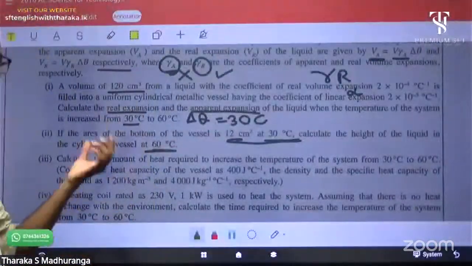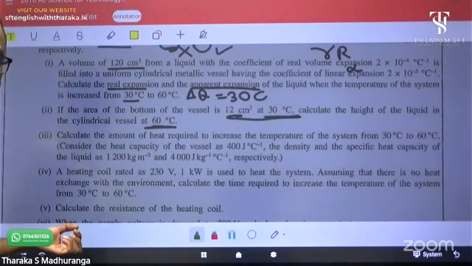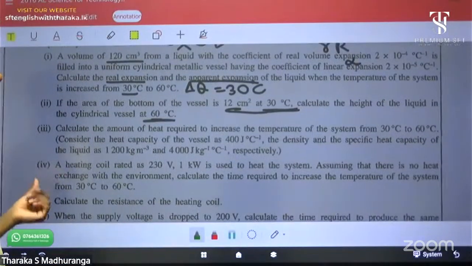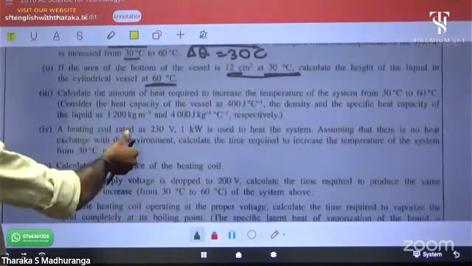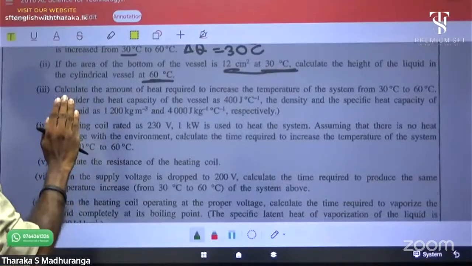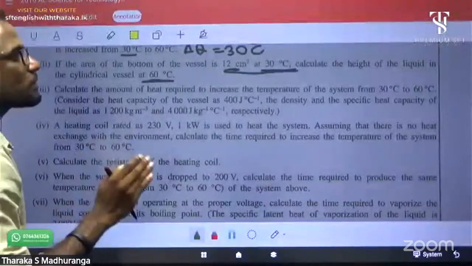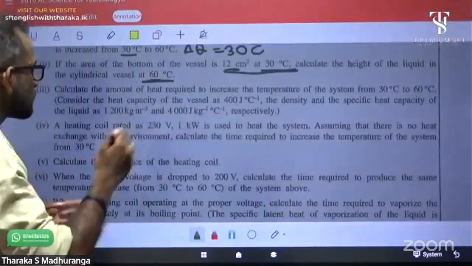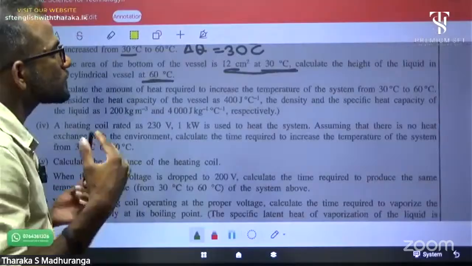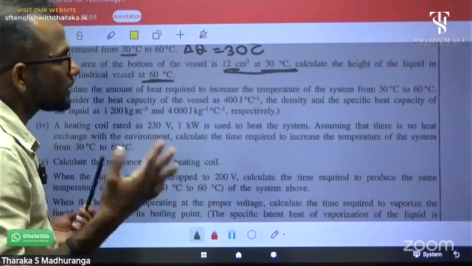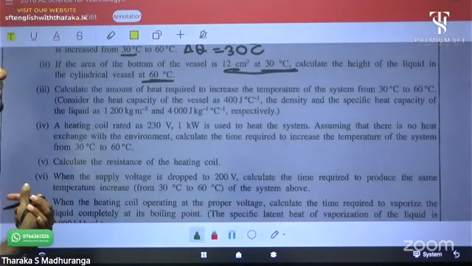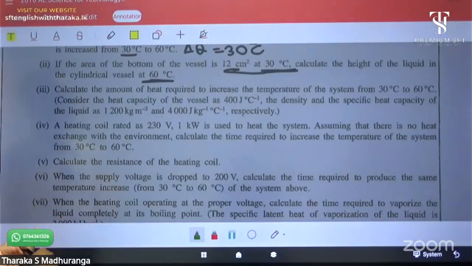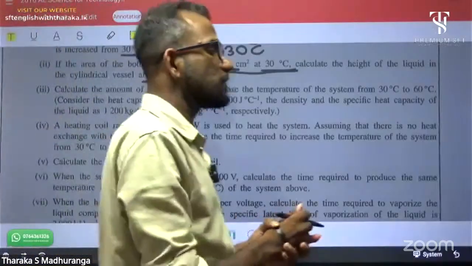Okay, those are the expansion exam questions, right? Next one, from quantity of heat. Calculate the amount of heat required to increase the temperature of the system from 30 to 60. Consider the heat capacity of the vessel 400 joules per Celsius, and the density and specific heat capacity of the liquid are 1200 and 4000 respectively.